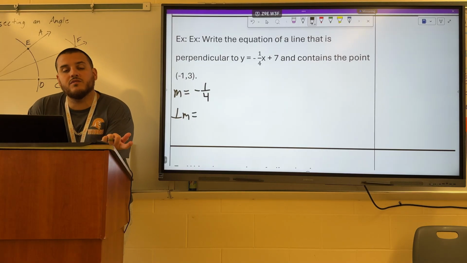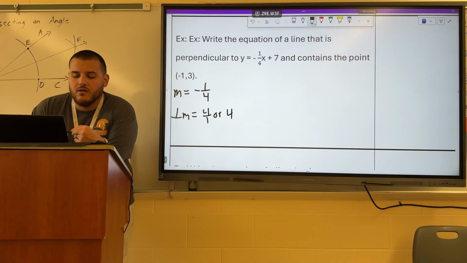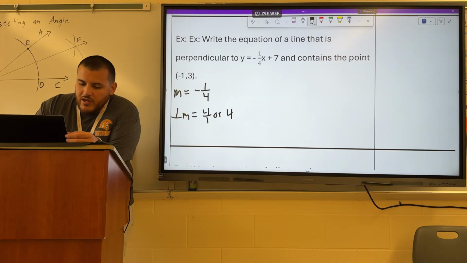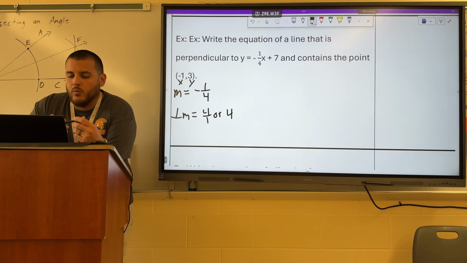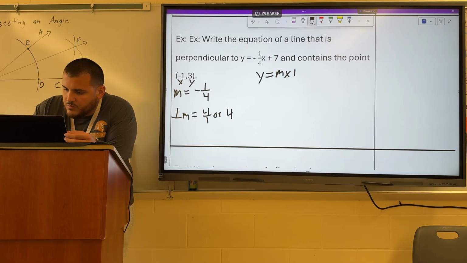So we're going to go from negative to positive. We're going to flip our fraction. So that's going to become 4 over 1, which we can just simplify as positive 4. For our work involved here, we have an x-coordinate of negative 1, a y-coordinate of positive 3, and we're going to plug those into our slope-intercept equation here. So we're substituting that into y equals mx plus b to solve for the y-intercept, the b.